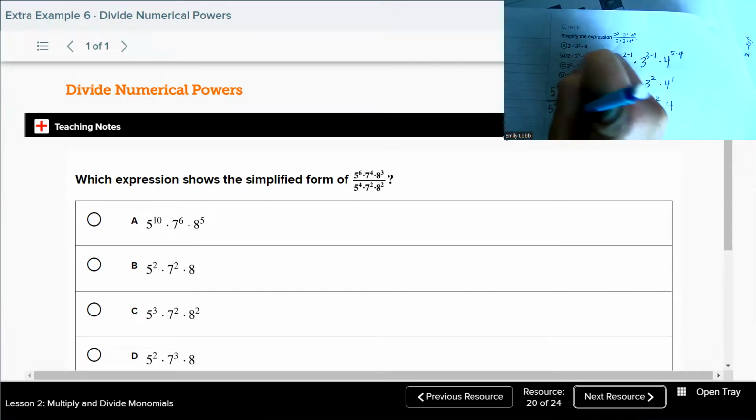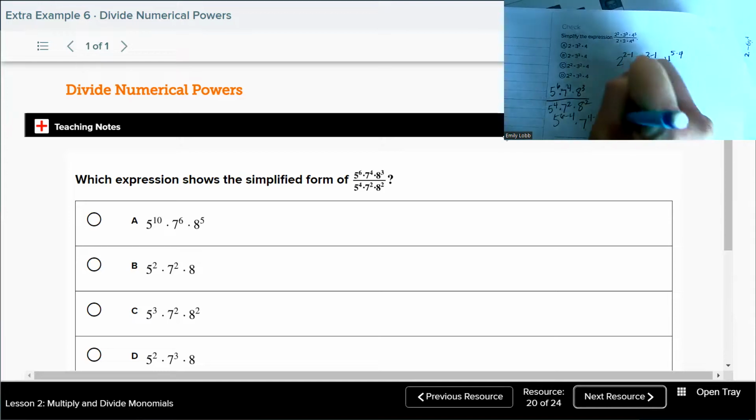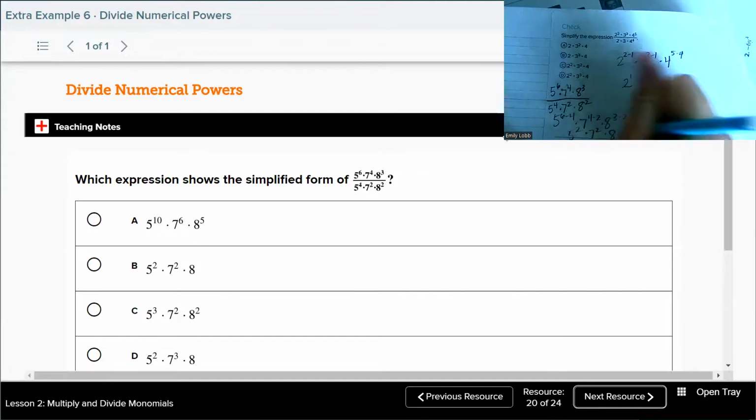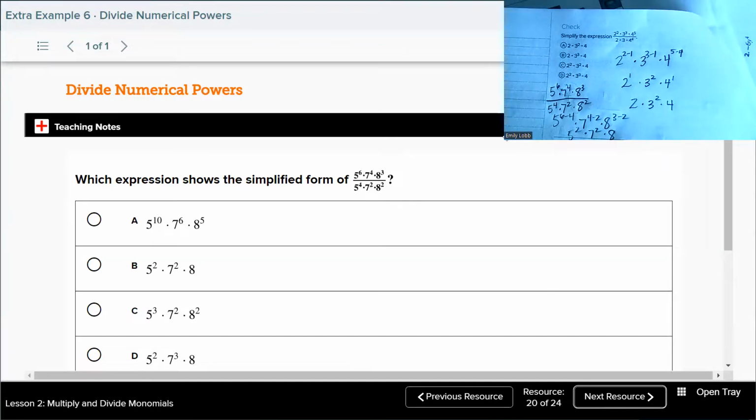So again, 5 to the 6 minus 4 times 7 to the 4 minus 2 times 8 to the 3 minus 2. So 5 squared times 7 squared times 8 would be our answer simplified.